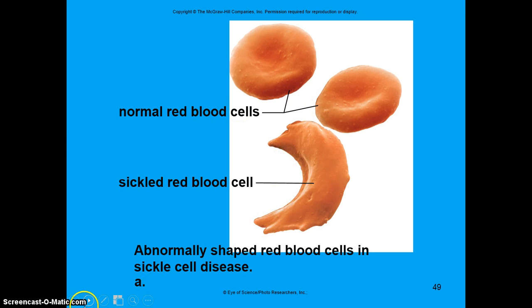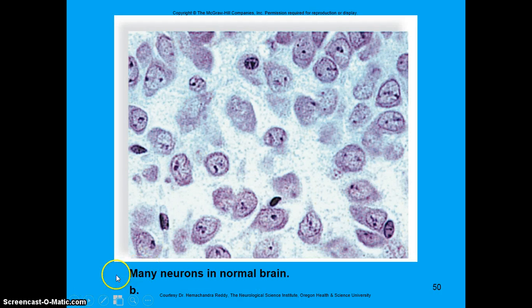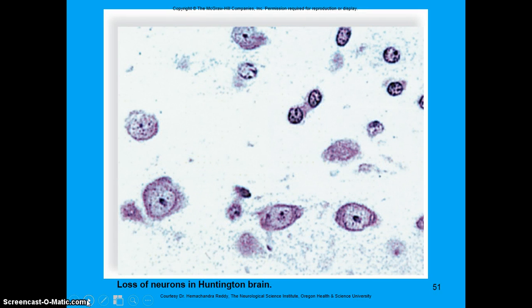Let's take a look at some normal red blood cells and a sickle cell so you can see how big of a difference it is between those two. This is neurons in a normal brain. This would be neurons in someone who has Huntington's disease. And there's a huge difference, of course, with the degeneration that's happened in here.